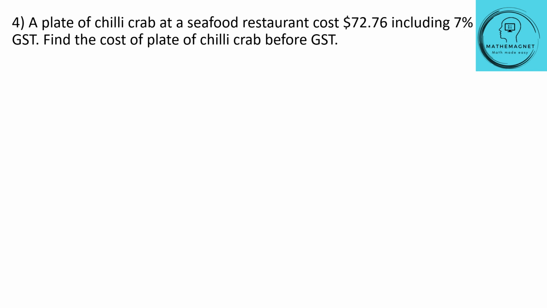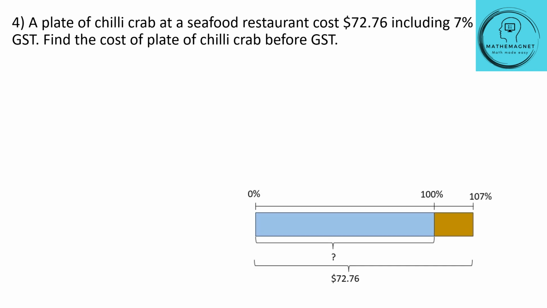Question number 4. A plate of chili crab at a seafood restaurant costs $72.76 including 7% GST. Find the cost of a plate of chili crab before GST. Now they've given us the cost of one plate of chili crab including 7% GST as $72.76. They want us to find the cost of only the plate of chili crab excluding the GST. So let's begin by drawing the bar model. Here is the total cost including the GST. Let's assume this is the GST and this is the cost for the plate of chili crab.